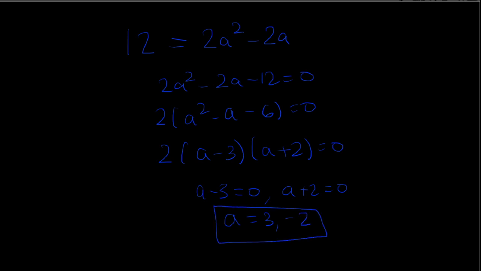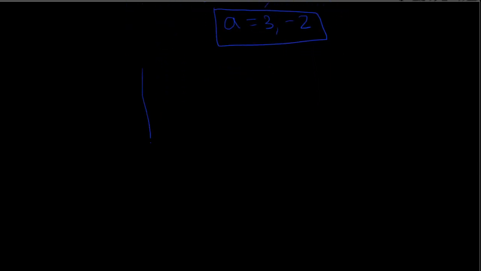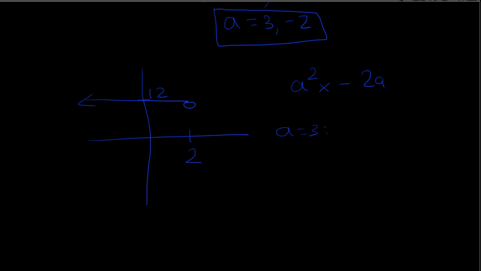So that means there's going to be two solutions here. When a equals 3, my f of x is going to be continuous. And when a is negative 2, my f of x is going to be continuous. So let's see what that looks like. If I were to graph this, I know at x equals 2, to the left of 2, it's going to be 12. And then to the right of 2, we have a squared x minus 2a. And when a is equal to 3, we get 9x minus 6.